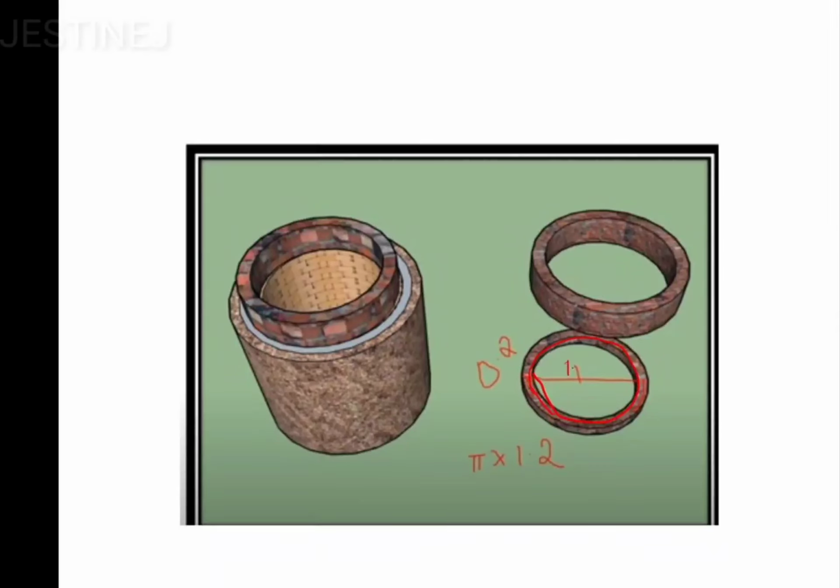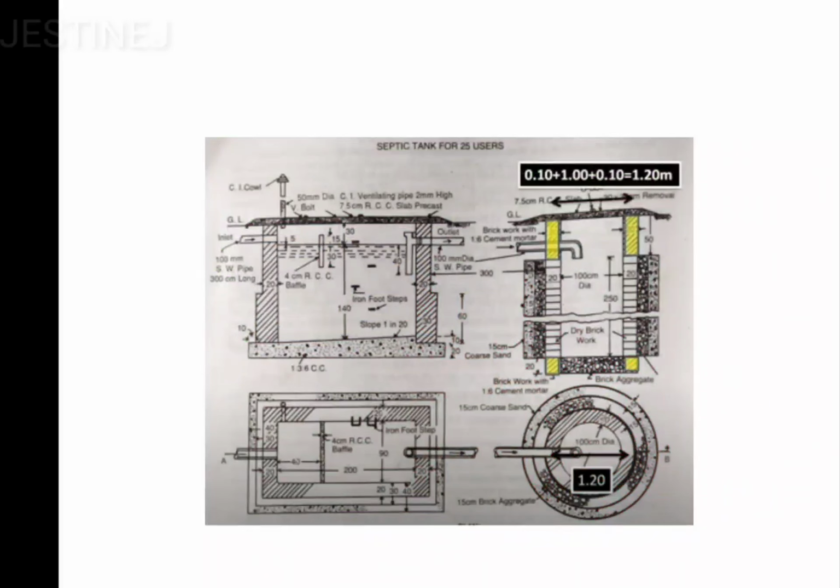Actually, the inner diameter is going to be 100 centimeter, and on both sides the thickness is going to be 20 centimeter. So you have to take this 100 centimeter or 1 meter plus 0.1 on this side and 0.1 on this side. So you will get 1.2 meter. Then you have to take the perimeter of that center line.